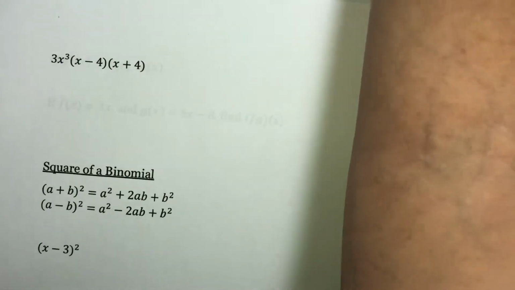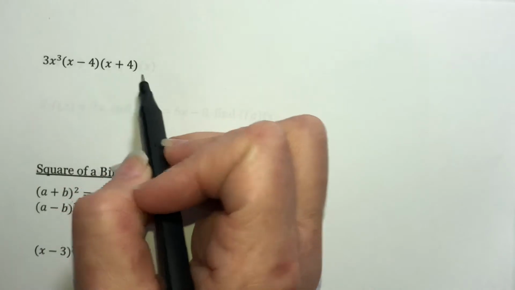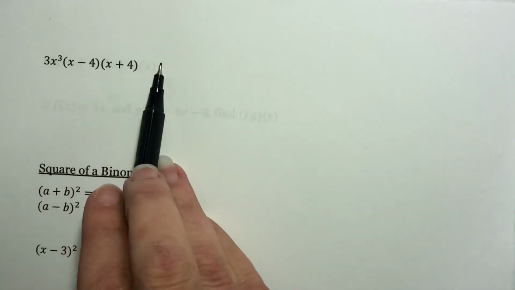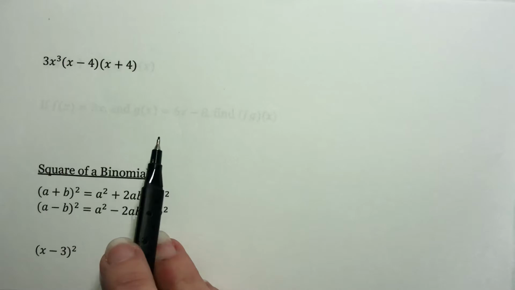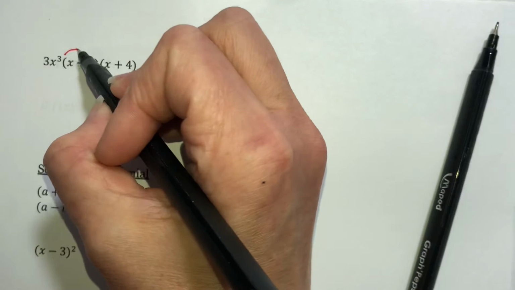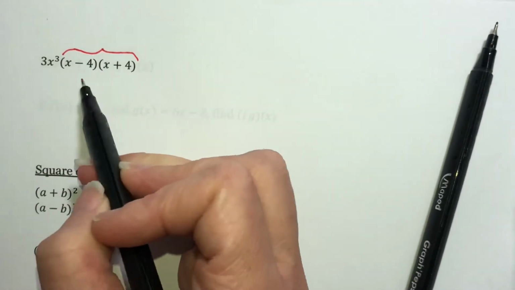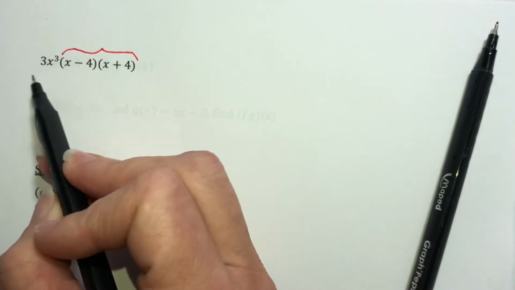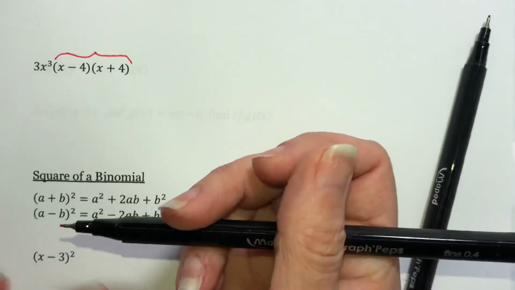Looking at another one. I have 3x cubed, times x minus 4 times x plus 4. Now we have 3 things multiplied together. Well, technically 4 if you count the 3 separate from the x cubed. But we can choose any 2 things to multiply together first. We can do that with multiplication. If you notice right here, we have x minus 4, x plus 4. That right there is a difference of squares. So multiply that together first. If I multiply these 2 together first, I'm no longer going to have a difference of squares, and it's going to be longer. You'll still get the same answer though, okay?